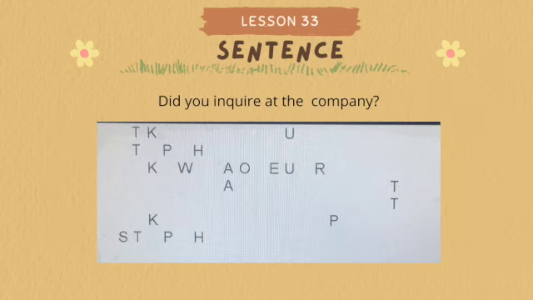Okay, we have another sentence. Did you inquire at the company? So this is how we write this sentence. Again, did you is a phrase. Then we have inquire at the company. Company is a brief. So that's initial K and final P. And then we have the question mark.